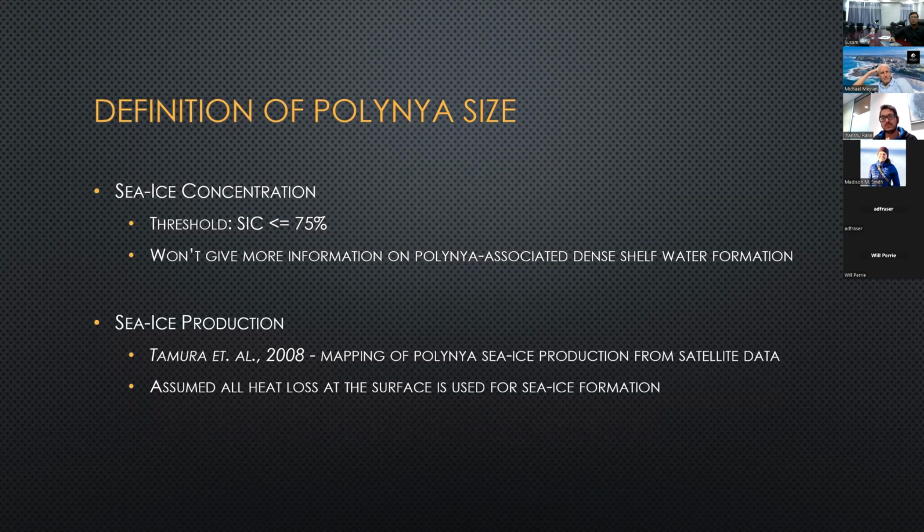So a more suitable method for defining polynyas to get the salt flux production information is using sea ice production. So Tamura 2008 pioneered the mapping of sea ice production in coastal polynyas based on heat flux calculations from satellite data. This method assumes all heat loss at the surface is used for sea ice formation.